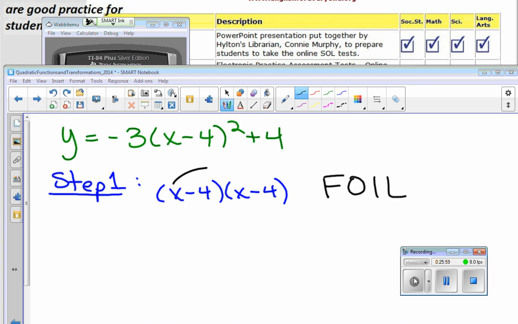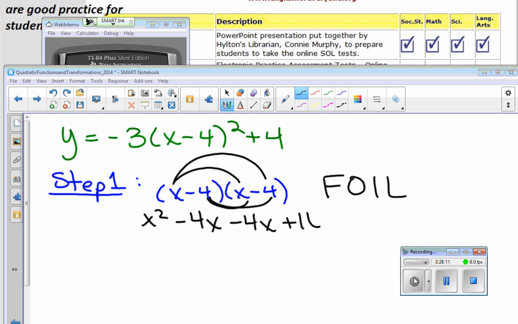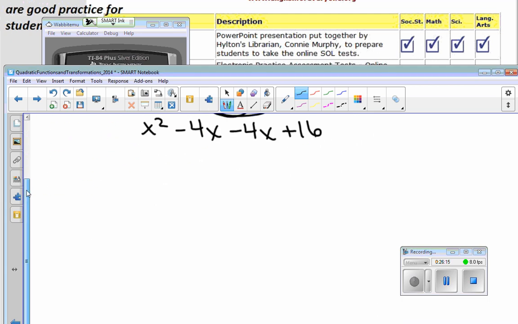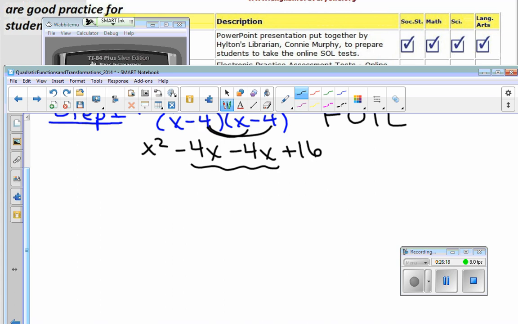X times x is x squared. X times -4 is -4x. -4 times x is another -4x. And -4 times -4 is plus 16. When I combine the 2 middle terms, I do get x squared minus 8x plus 16. All I've done is multiply the binomial. I've done only step 1.